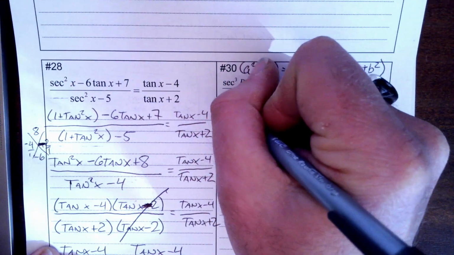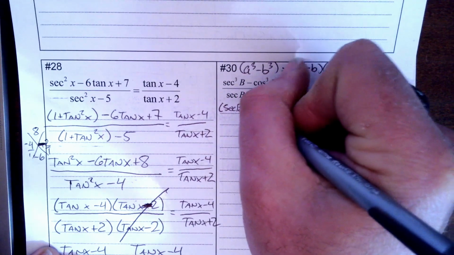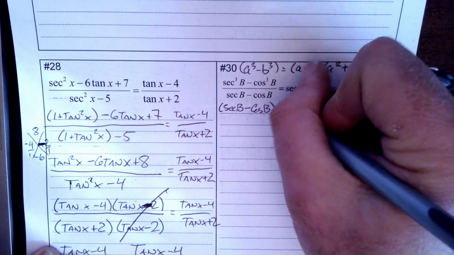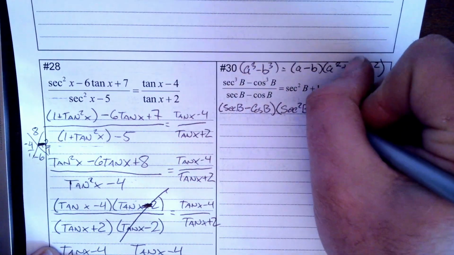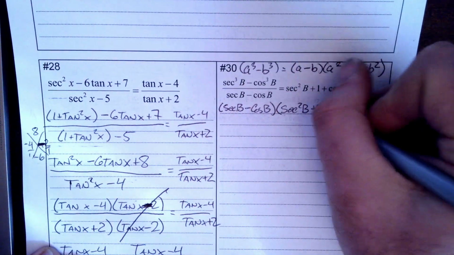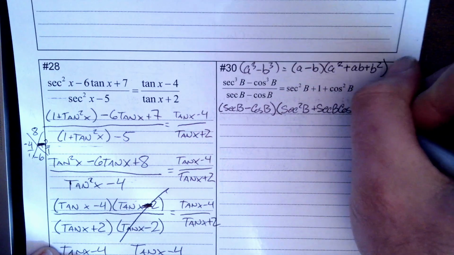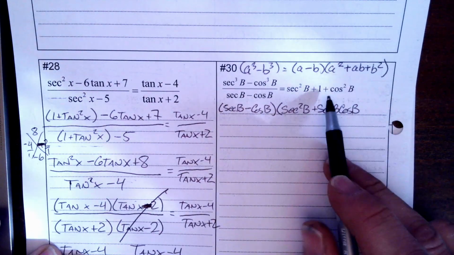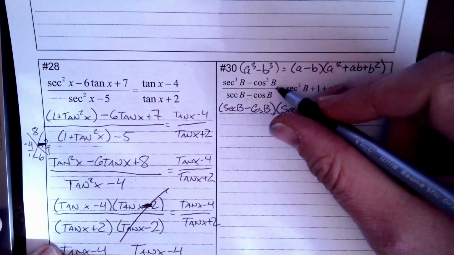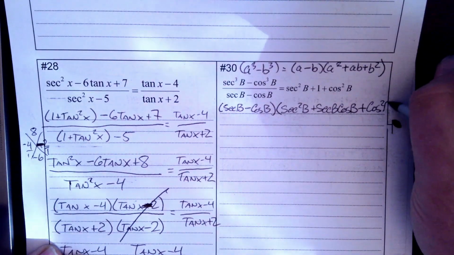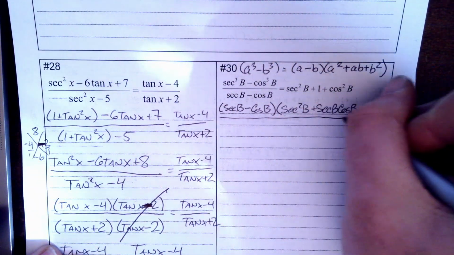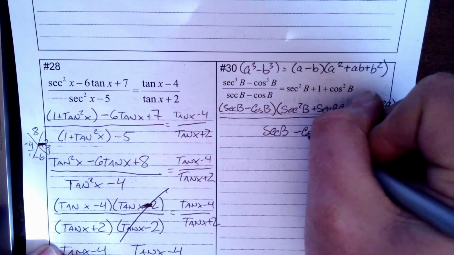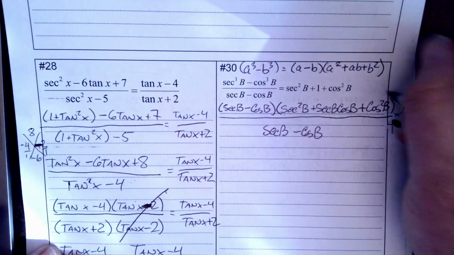So we can turn that into the secant of b minus the cosine of b times a squared would be the secant squared of b plus a times b would be the secant times the cosine, which are reciprocal functions to each other, so that actually is going to be our 1 in the middle, plus b squared plus the second thing plus cosine squared of b. All of that over the secant of b minus the cosine of b is going to have to equal that.